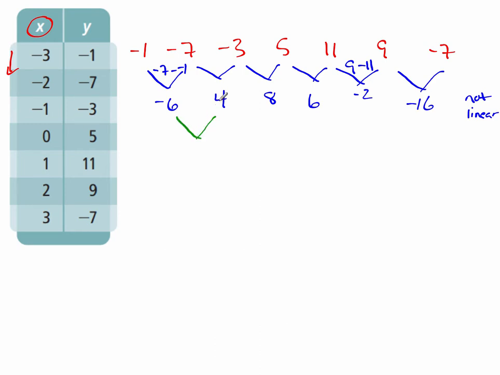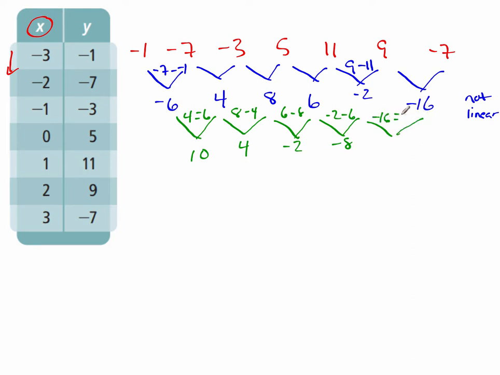For the second, we're going to take 4 minus -6, and that's 10. 8 minus 4 is 4. 6 minus 8 is -2. -2 minus 6 is -8. And -16 minus -2 is -14. So this is my second difference. They're not the same, so it's not a quadratic.